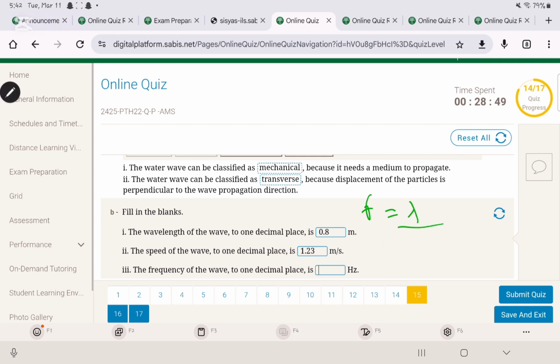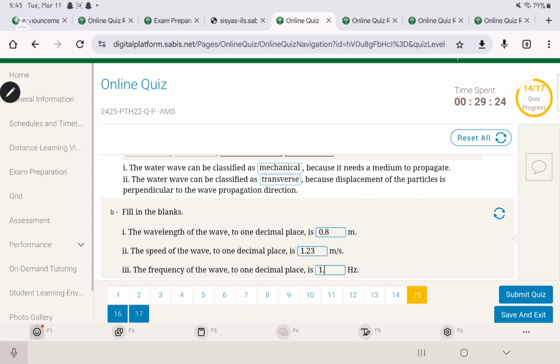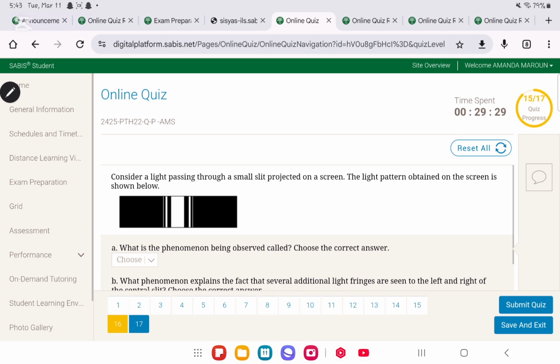divided by, it's not the wavelength, it's the speed, the velocity v, divided by the wavelength lambda. So we have the speed, it is 1.23 meters per second. We will divide it by the wavelength, which is 0.8. So on your calculator, you will do 1.23 divided by 0.8, and you will get an answer which is approximately 1.54 hertz. And just like this, we found the frequency. We move on to question number 16.